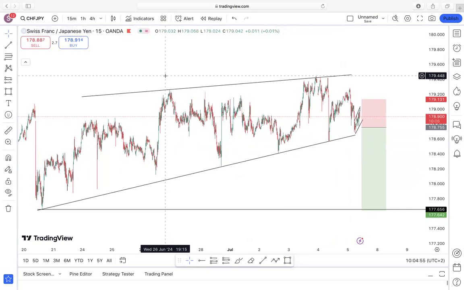Now, guys, something that's important to note is that today is going to be NFP. So do make sure that you manage your risk carefully and you do not blow your account unnecessarily.